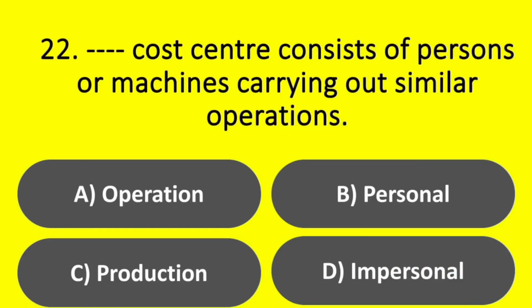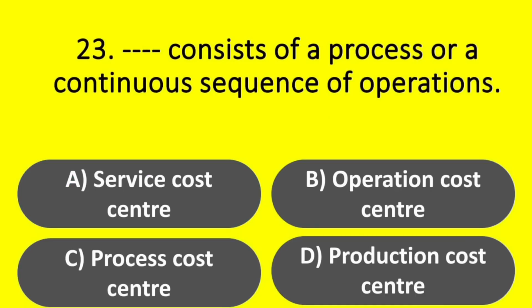Dash cost center consists of persons or machines carrying out similar operations. Option A, Operation; option B, Personnel; option C, Production; option D, Impersonal. Answer: option A, Operation. Dash consists of a process or a continuous sequence of operations. Options A, Service cost center; option B, Operation cost center; option C, Process cost center; option D, Production cost center. Answer: option C, Process cost center.